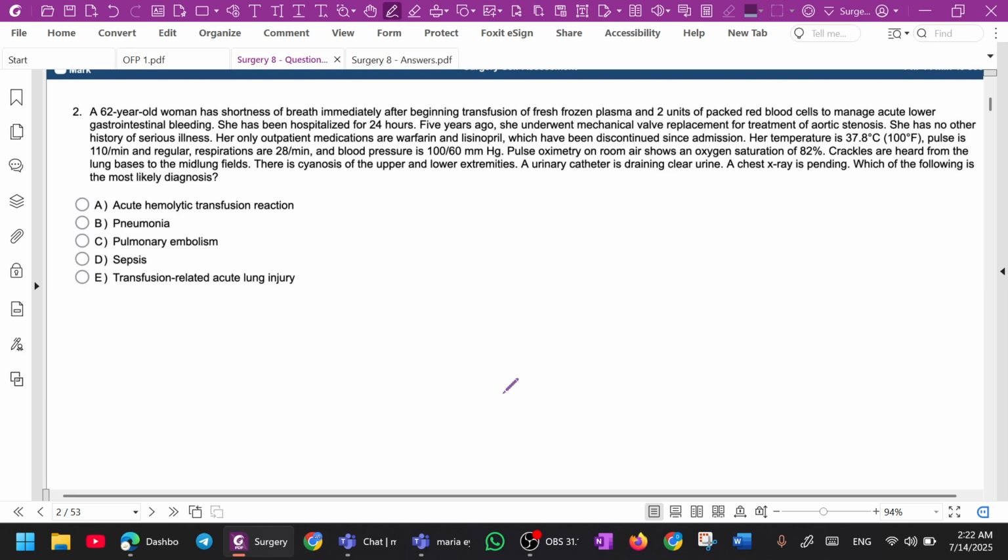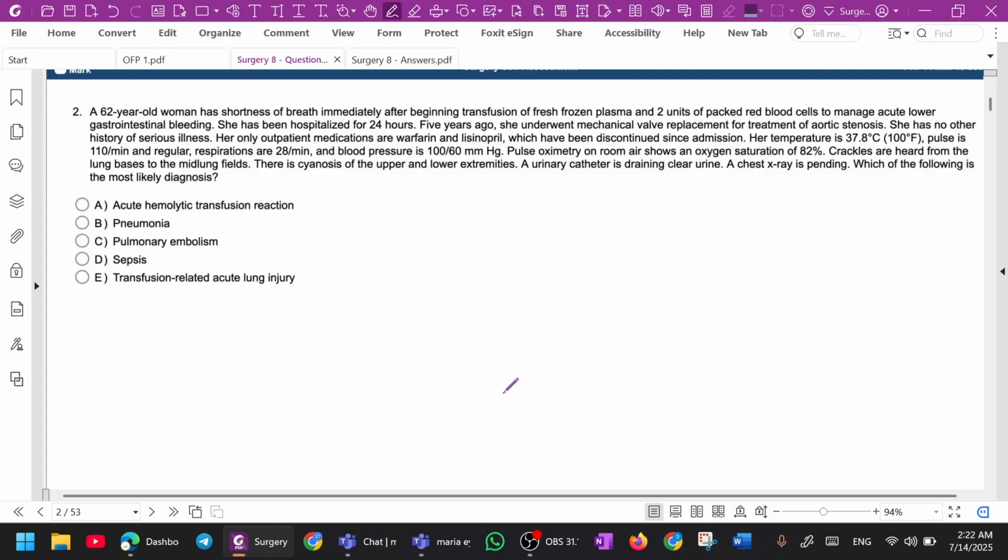Her only outpatient medications are warfarin and lisinopril, which has been discontinued since admission. Her temperature is 37.8 degrees Celsius, pulse is 110 per minute, regular, respiration is 28 per minute, blood pressure is 100 by 60 millimeters of mercury. Pulse oximetry on room air shows oxygen saturation of 82%. Crackles are heard from the lung bases to the mid-lung fields. There is cyanosis of the upper and lower extremities.